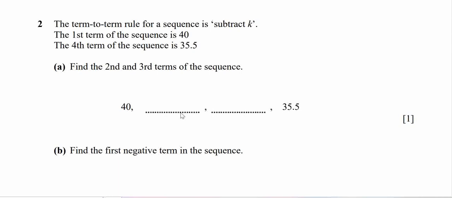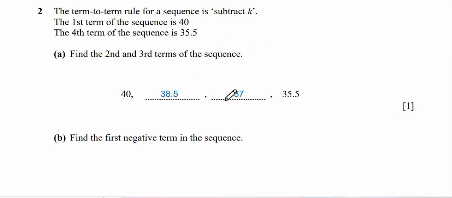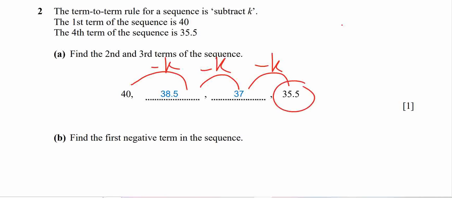If you haven't finished, you may pause this video. Let's reveal the answer. Here we go. It's 38.5 and 37.5. Here's how it works. Subtract by k, and subtract by k. From 40 to 35.5, there are 1, 2, 3 k. So 40 minus 3k equals 35.5.